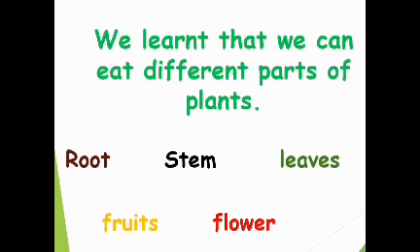Today we have learned that we can eat different parts of plants. We now know that when you eat carrots, you are eating the root. When you eat asparagus, you are eating the stem. Cabbages are leaves. Bananas and apples are fruit. Broccoli and cauliflower are flowers.